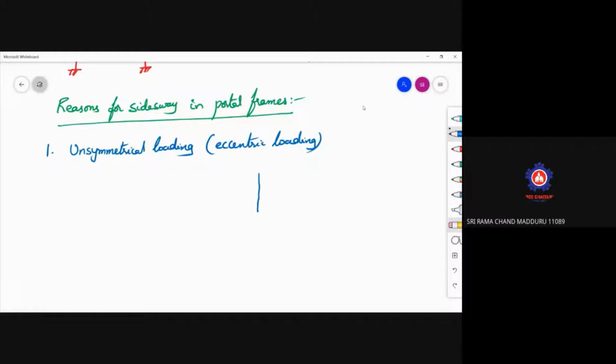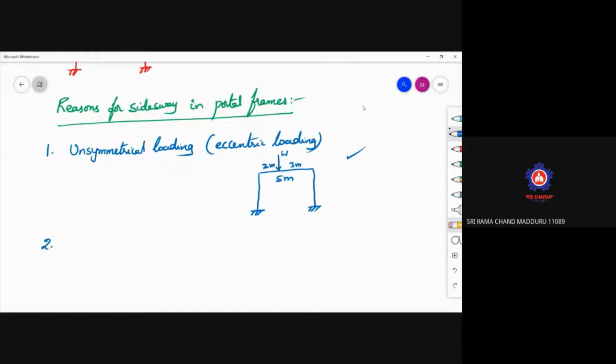So just this is your structure, and eccentric loading is nothing but, if the entire span is 5 meters, this is 2 meters, this is 3 meters, and the loading acting on the beam element is acting eccentrically, so that will cause side sway in portal frames. That is one condition for side sway in a portal frame.